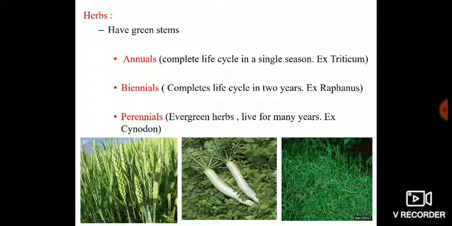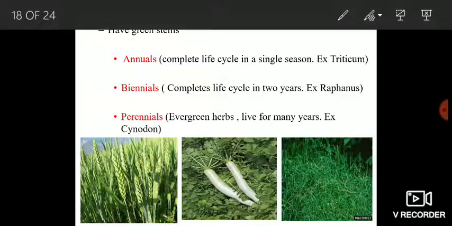Those plants which possess green stems are known as herbs, and the herbs are further divided into annuals, biennials, and perennials. Annuals are those plants which complete their life cycle in a single growing season or year. An example is Triticum aestivum, commonly known as wheat. It is an annual plant. It completes its life cycle in a single growing season.